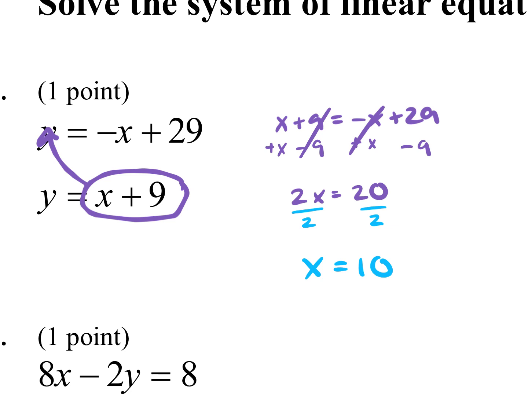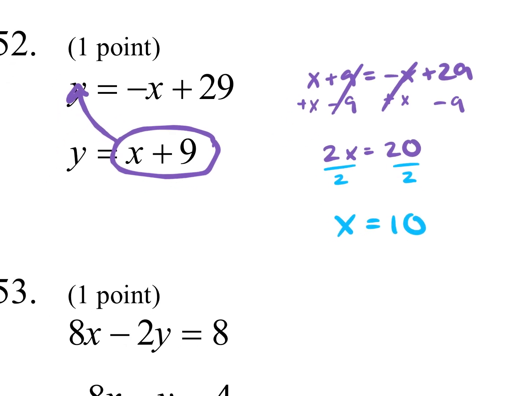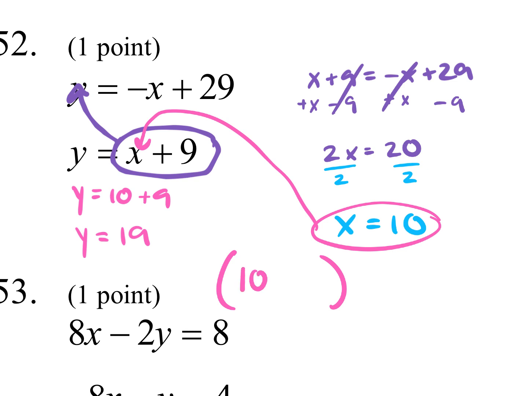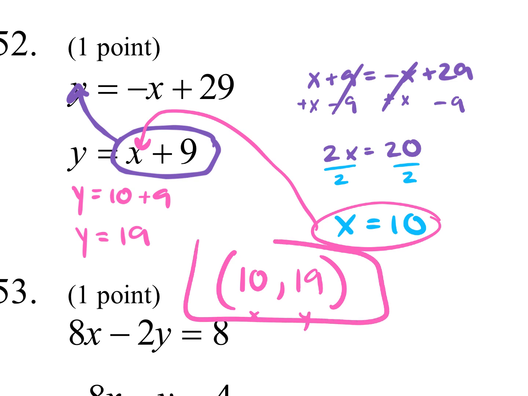You gotta do the same. You gotta plug it in the bottom equation for y. Awesome. I need x and y. I only have x, so I would take that and plug it in to solve for y. So I have y is equal to 10 plus 9. So y would be equal to 19. Now we always write our answer as a coordinate point that goes x, then y. So it would be 10, comma 19. So it's always your x first, then your y.